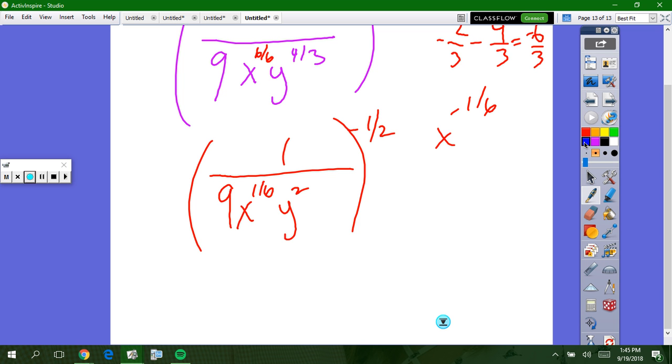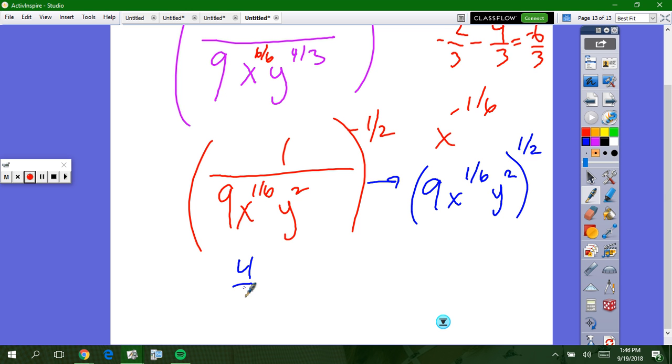Okay, so here's another thing. If you ever have a negative exponent in general, all you have to do is flip the fraction inside. And it'll do so for you. So this would be 9x to the 1/6 y squared raised to the 1/2. Just want to bring one more time. If you ever have a negative exponent, you just flip your fraction. So for example, if I have 4/3 raised to the negative 3, what is that equivalent to? 3/4 raised to the 3rd power. Does everybody get that rule? Yes.